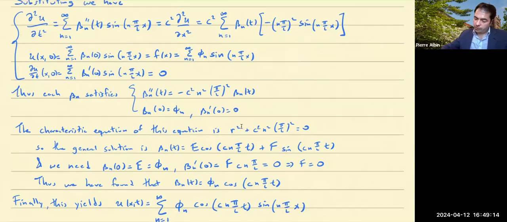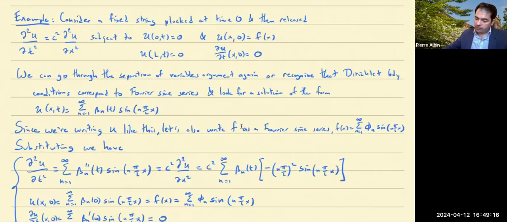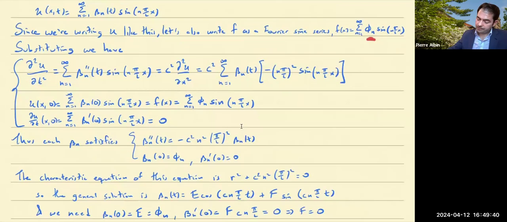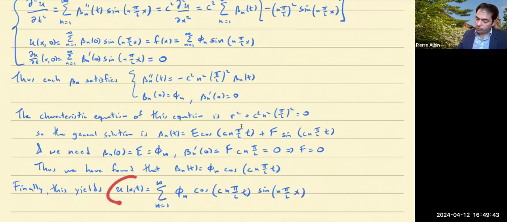Right? So let's scroll back to the equation we started with. You have the wave equation with Dirichlet boundary conditions and these initial conditions, right? So we're just plucking the string, but not imposing any force at time 0, so the initial derivative is zero. And the solution is, well, take f, write it as a sine series, right? And then using those coefficients, phi sub n, you can write u as phi sub n times cosine c n pi over L t times sine n pi over L x.